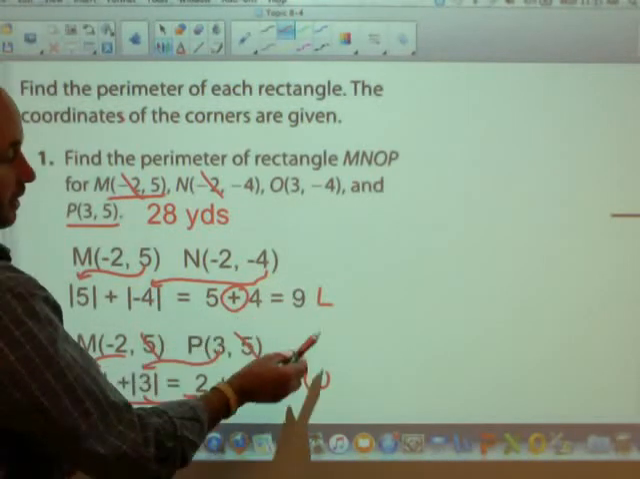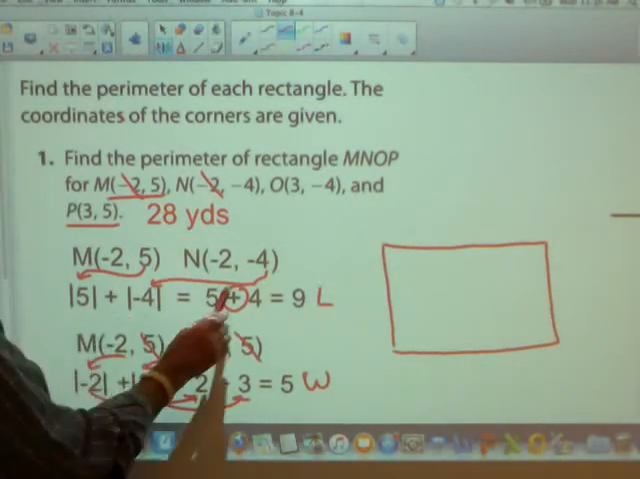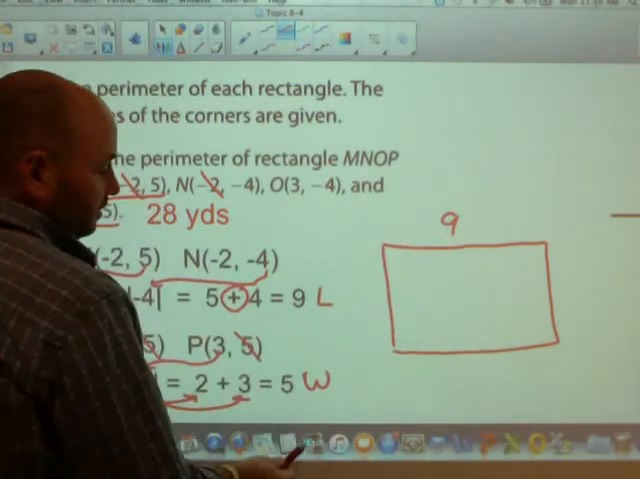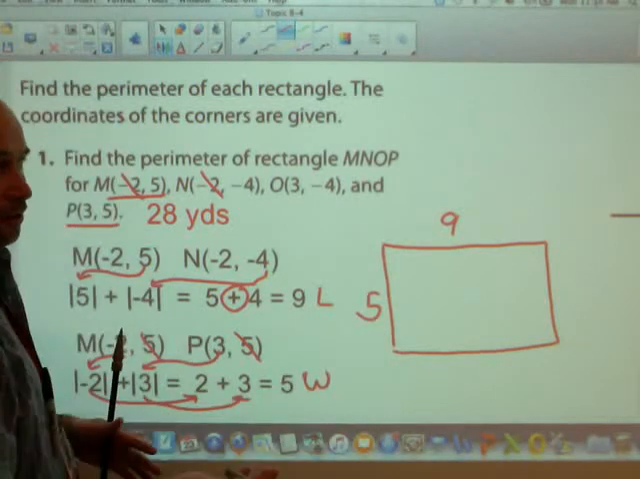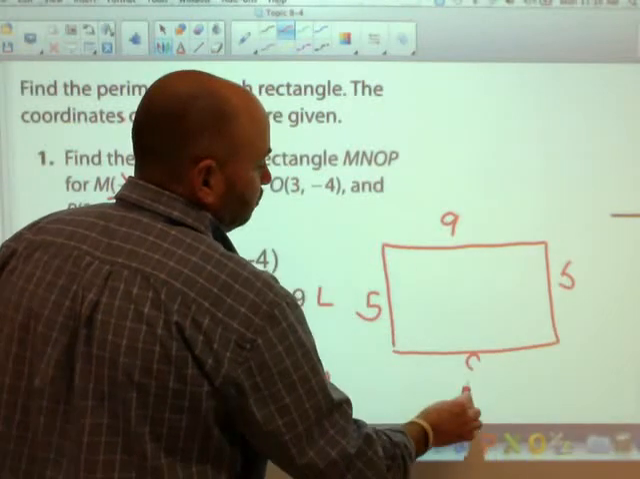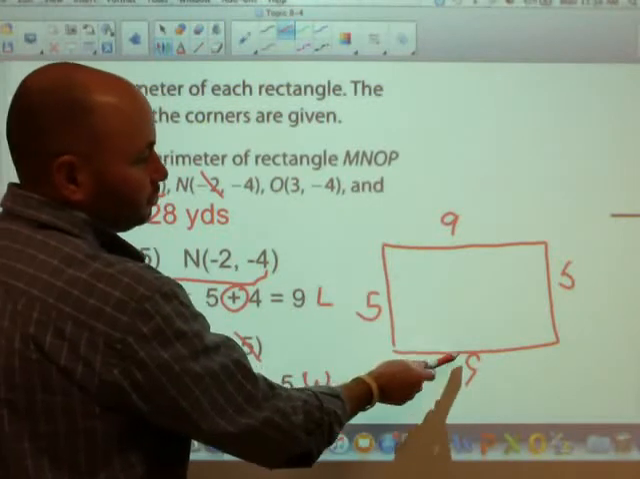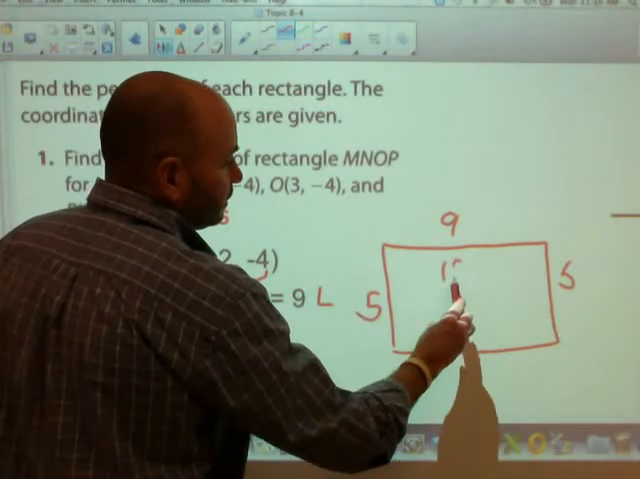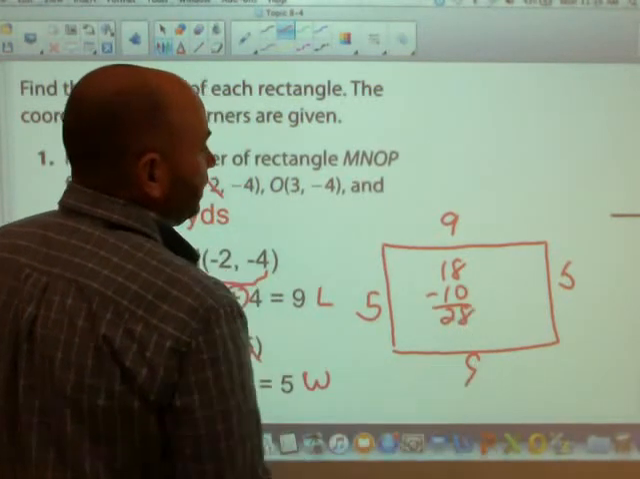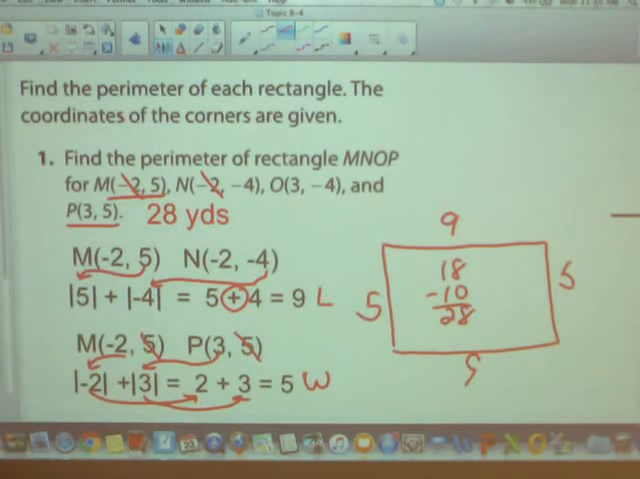So now I have my length and my width. In other words, whatever my rectangle might be, its length is 9, and its width is 5. It could look like this. It could be turned any way I want. And I know that this will be 5, and I know this will be 9. And so now all I have to do is add those amounts up. I could multiply by 2. That would be 18. This times 2 is 10. So my distance is going to be 28 yards. And that's how you would come up with that, okay? By simply using absolute values. All right?